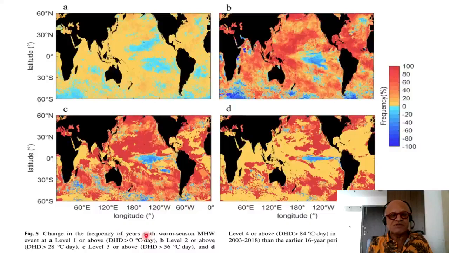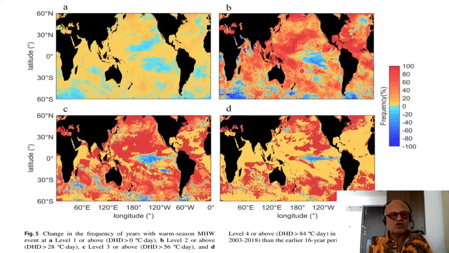So this is finally the change in frequency of the years with warm season marine heat waves at level 1 or above, so degree heating days greater than 0. So anytime you have one exceedance, you immediately cross the 0 value of degree heating days, and you can see that large regions have positive trends in frequency percentages, but there are of course these patterns which have negative, again maybe related to the thermostat effect or the natural modes as well.